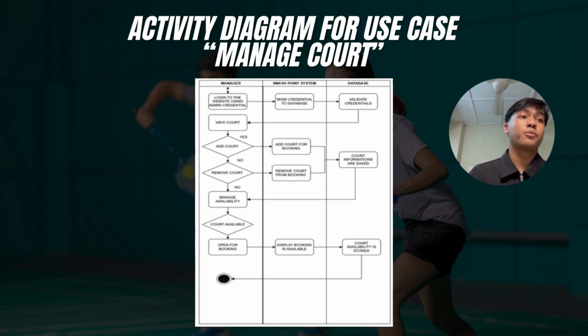So after the booking is open, then by the system, the manager will be allowed to display booking where the code is available. And then next, the code availability is stored. After that, the process ends.